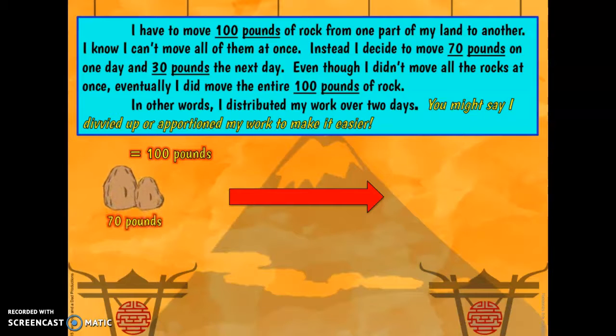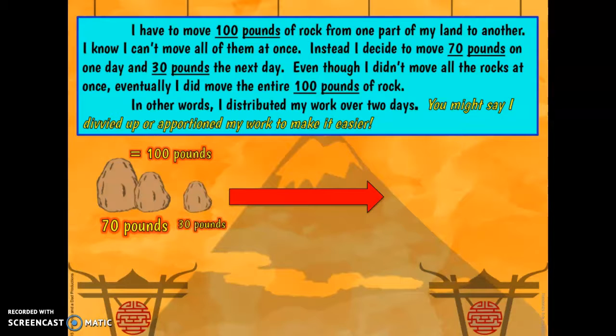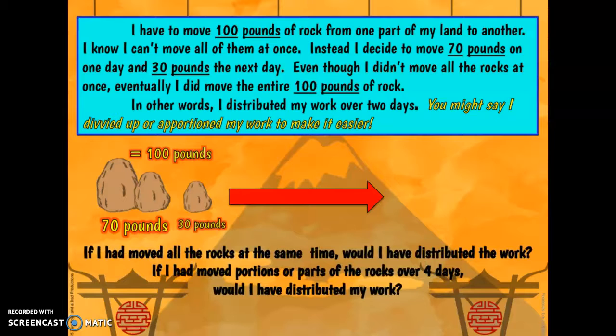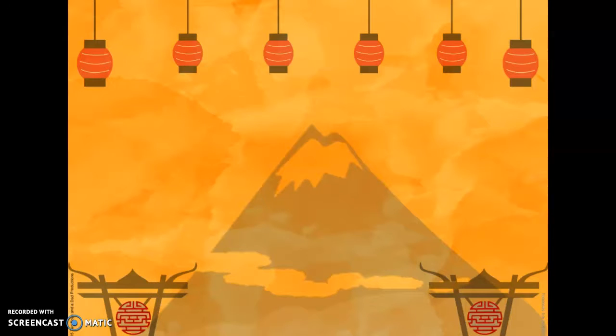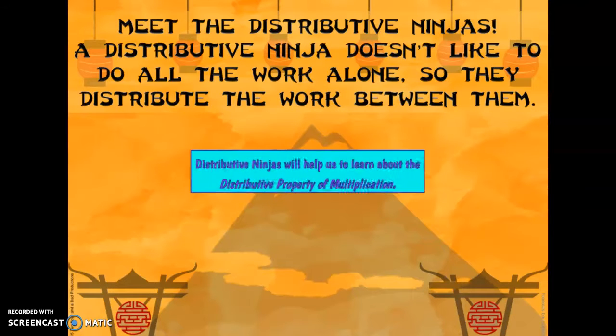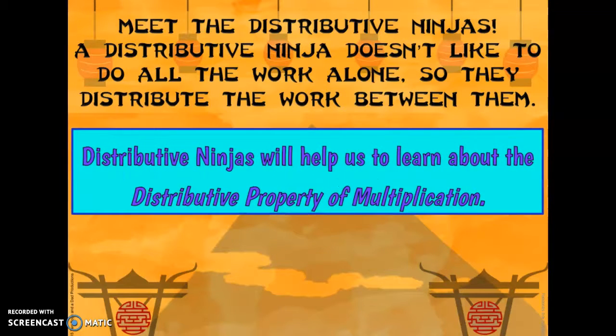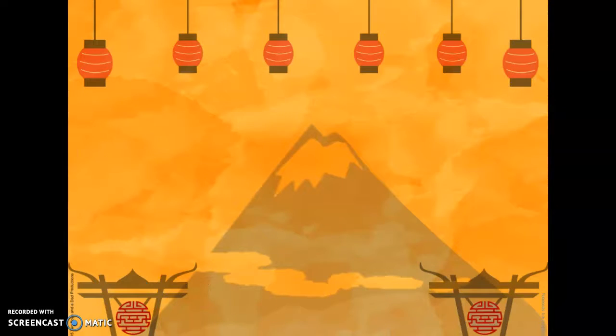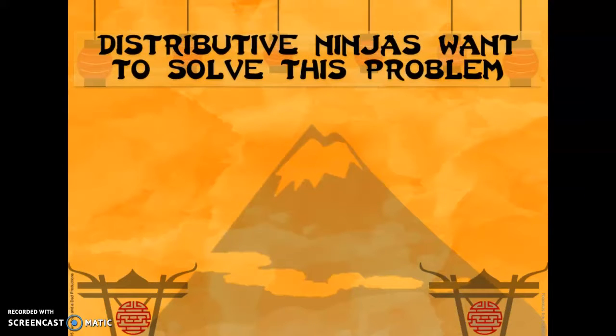So I have 100 pounds. I did 70 on the first day and 30 on the second day. So now, in the end, I'm still moving all of the rocks, just not at the same time. So how could we apply that to math? We're going to meet the ninjas now, and the distributive ninjas will help us learn about the distributive property of multiplication. So let's meet all these guys now. So they're teamed up to help you distribute, and they're going to distribute the work between themselves.